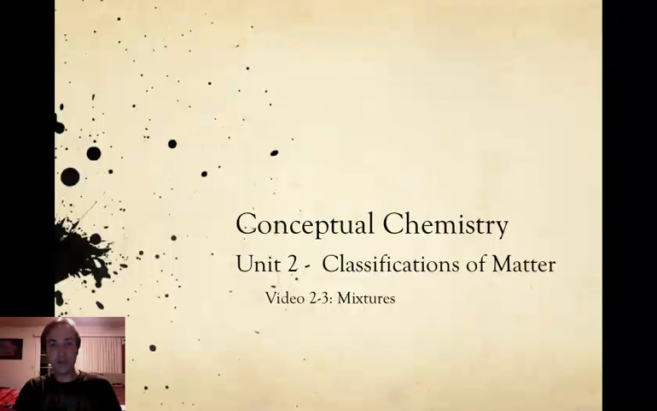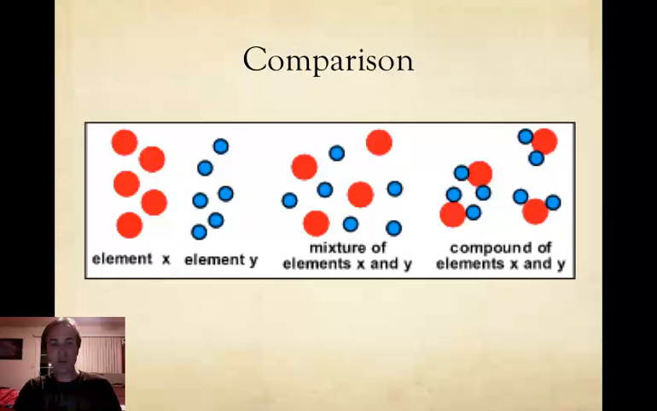We're continuing Unit 2. This is going to be video 2-3, and we're talking about mixtures. Now in our last video, we talked about the idea of elements and compounds, and we actually looked at this picture here. When we looked at it in the previous video, we talked about these guys over here. These would be our elements. They're the simplest form of matter. We can't divide these atoms up any smaller without breaking them up into protons, neutrons, and electrons, which at that point are really hard to put back together.